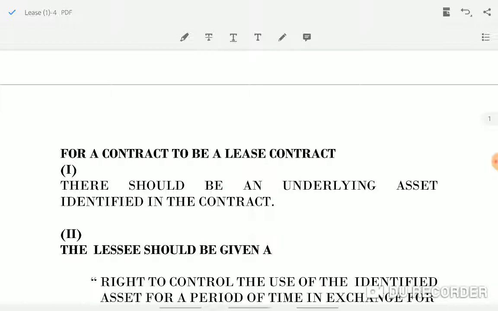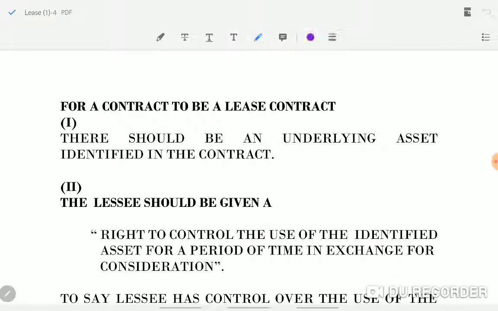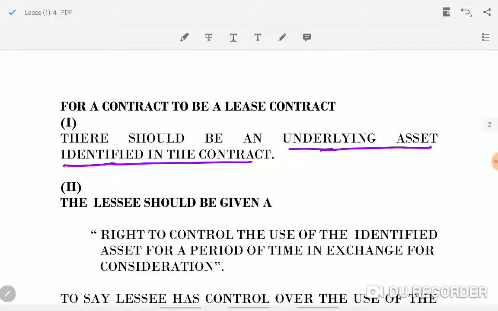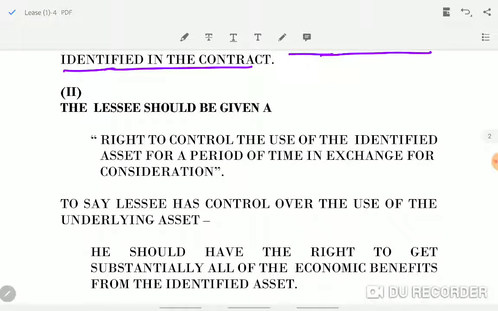So, for a contract to be a lease contract, the first condition is there should be an underlying asset, and this asset is identified in the contract. Okay. There should be an underlying asset, and this asset is identified in the contract. This is the first point. Second point is the lessee should be given a right to control the use of the identified asset for a period of time, which is usually lease term. In exchange, he transfers some consideration. That is the second point.